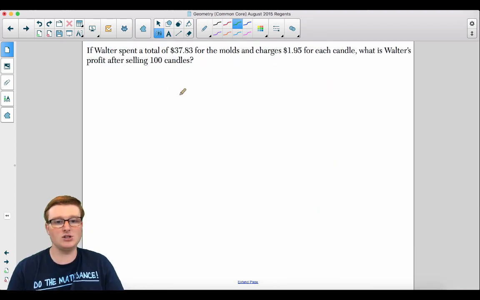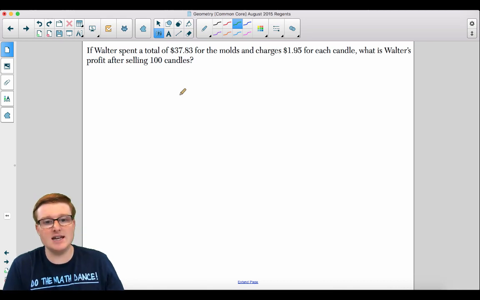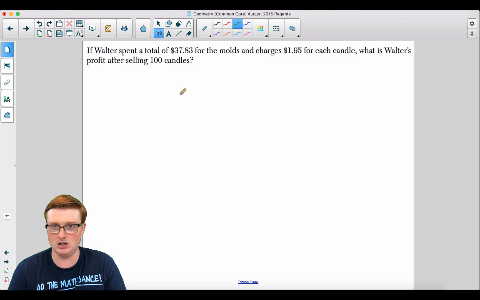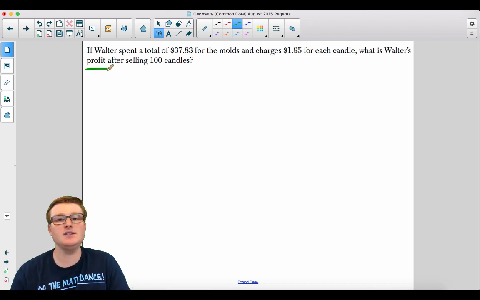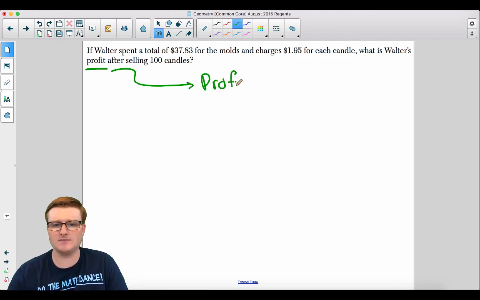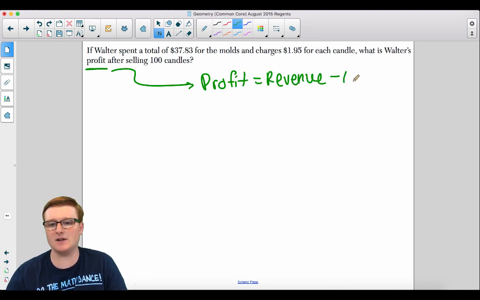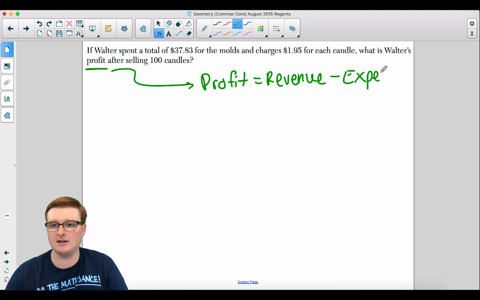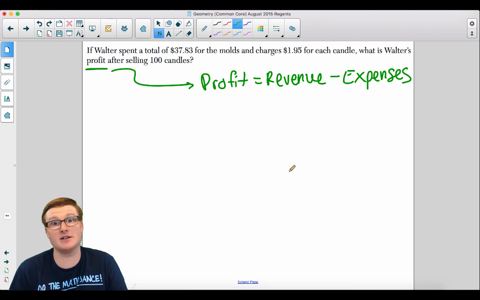Then it says if Walter spends a total of $37.83 for the molds and charges $1.95 for each candle, what is Walter's profit after selling 100 candles? This is kind of like accounting or banking. Profit is equal to revenue minus expenses. You need to have a little bit of common sense and a little taste of reality. And if you don't know that profit is equal to revenue minus expenses, ask your parents.